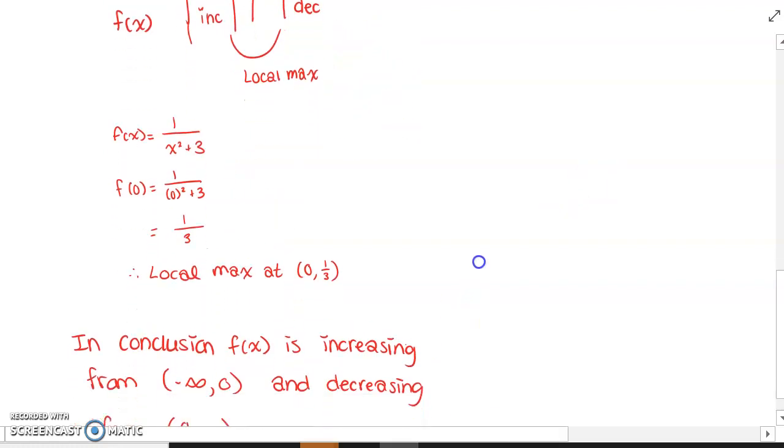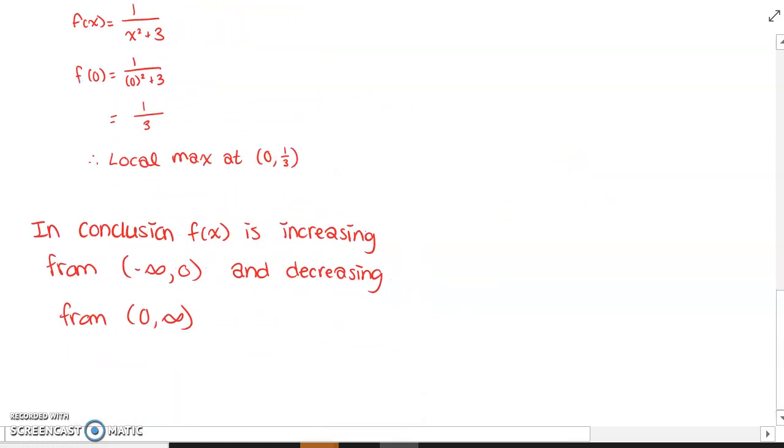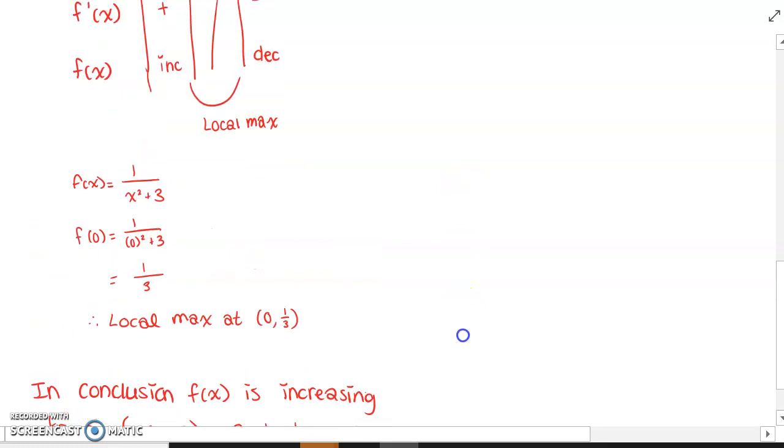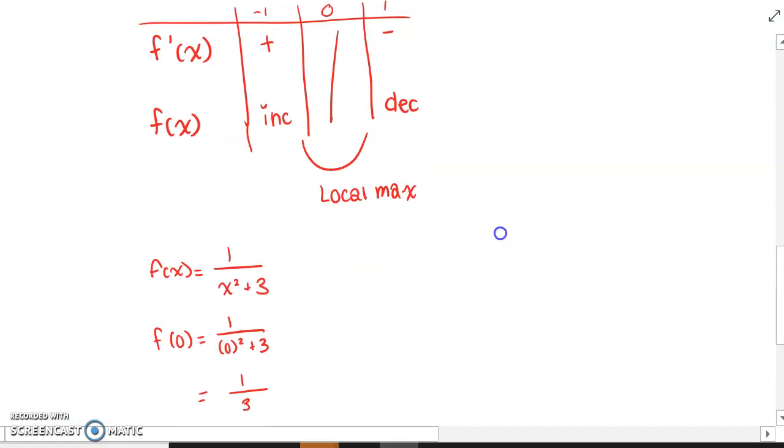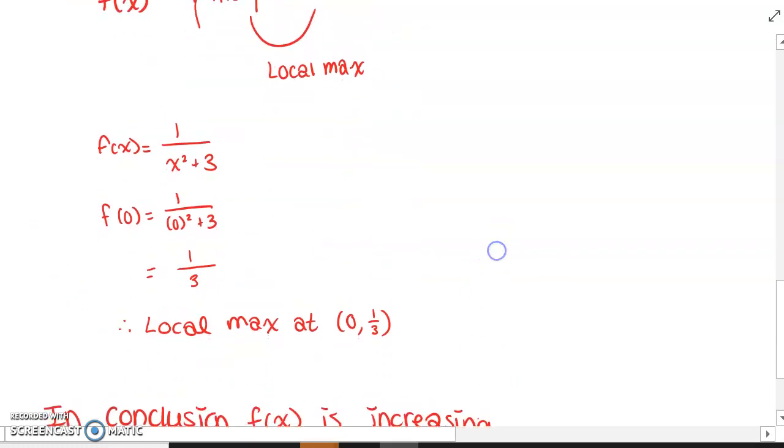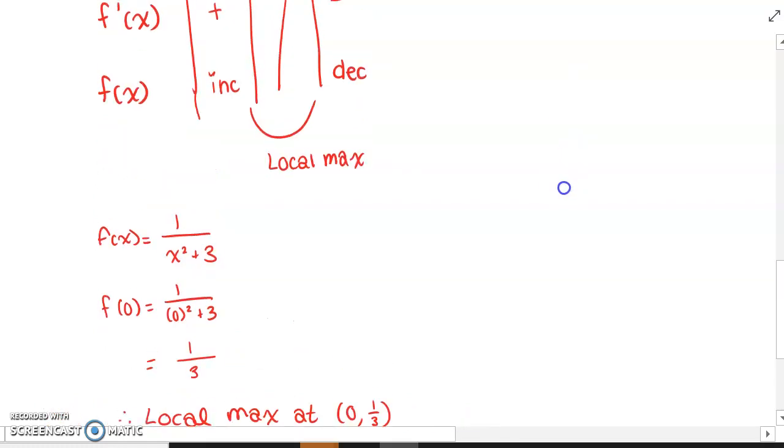So in conclusion, I have that f of x is increasing from negative infinity to 0 and decreasing from 0 to infinity, and you can see here that's how I got that. And the point for the local max that I ended up getting was (0, 1/3), which should be on the graph.